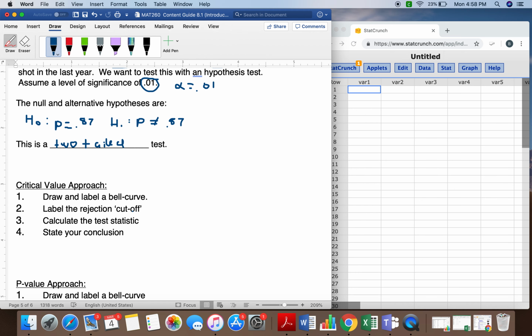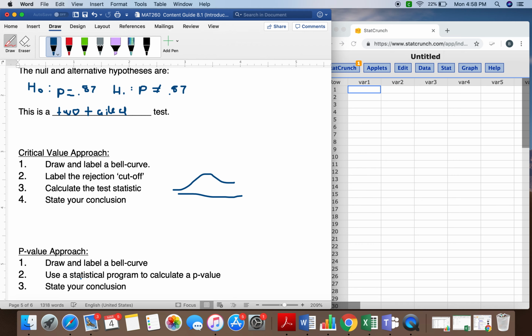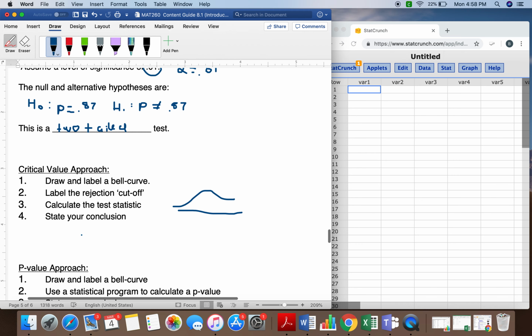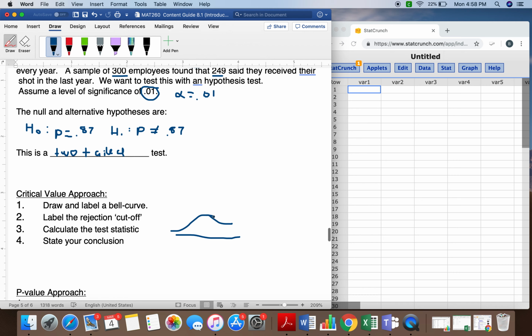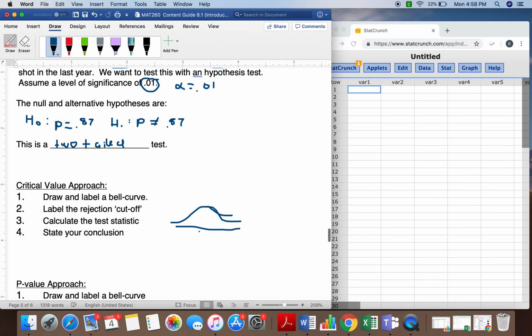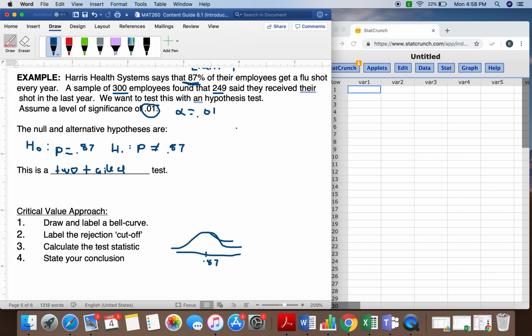So we'll start off with the critical value approach. This one is more time consuming, so I would recommend you do the p-value approach if you're using StatCrunch, but I will go over both methods to start off here. So we have our normal curve, and we have our 0.87 in the middle. And we want to see if this 249 out of 300 is going to be in our rejection region or not.